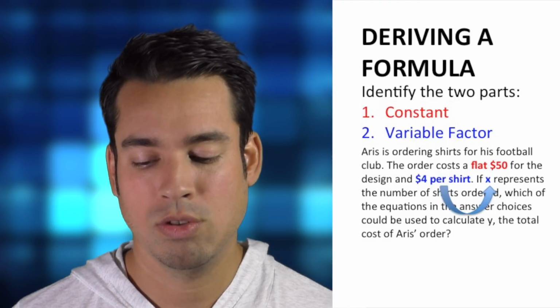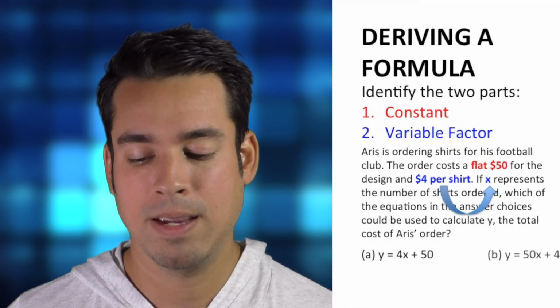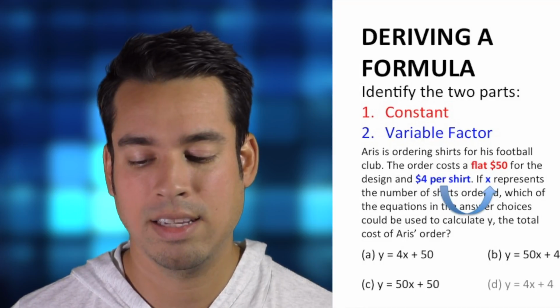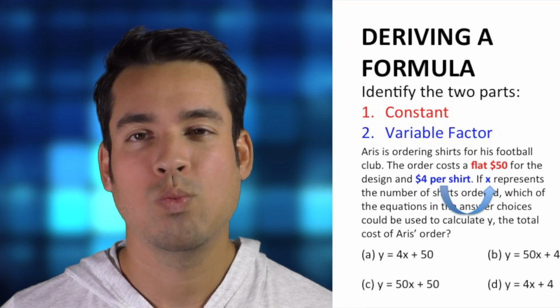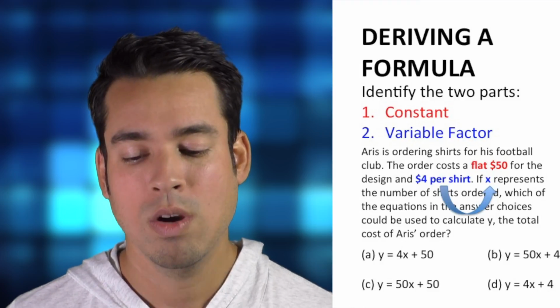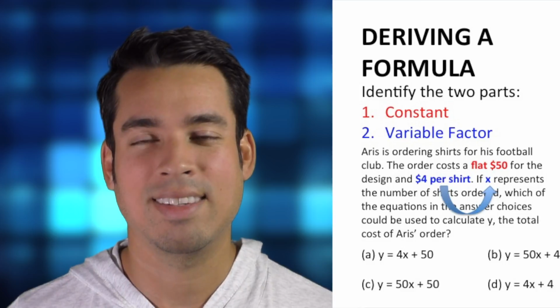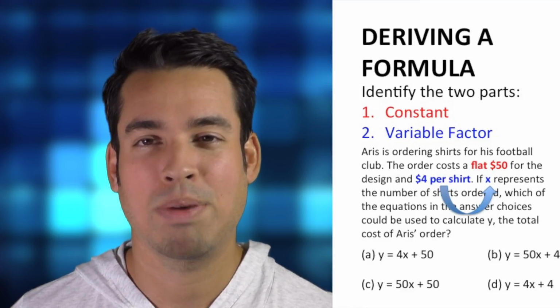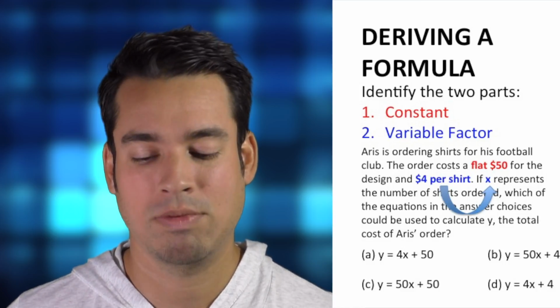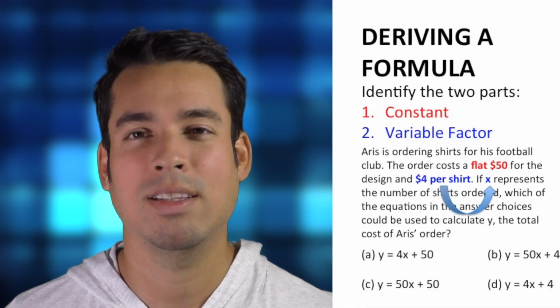So now what we have to do is look at these different answer choices here. We have A, B, C, and D, and we have to figure out which one of these equations matches up with our fact pattern. So again, think of that constant value as just hanging out there. It's not going to change. It's something we have to pay right at the start, and it's just $50. That $4 we have to pay is going to depend on the number of shirts.